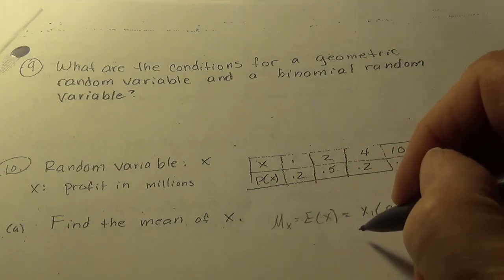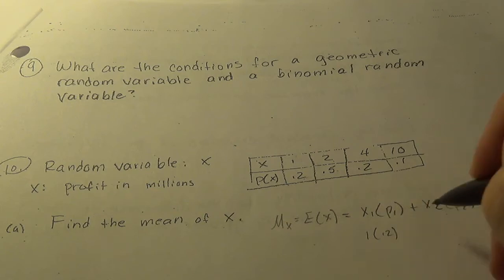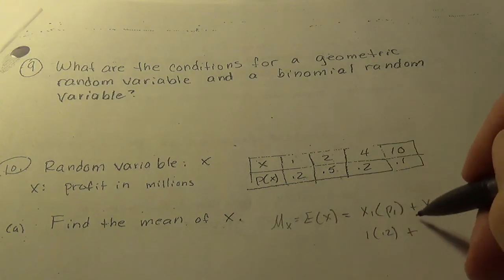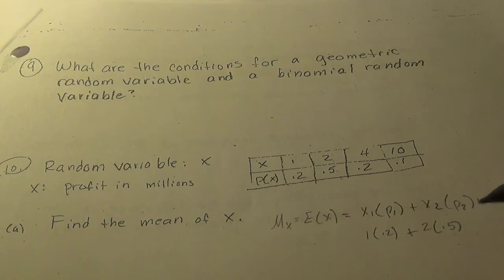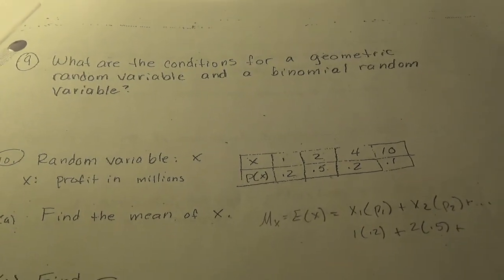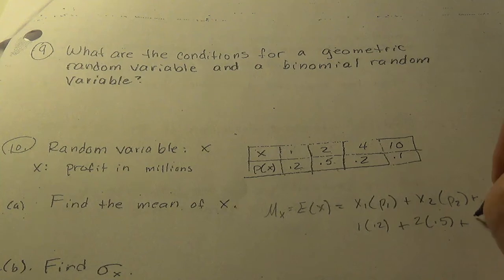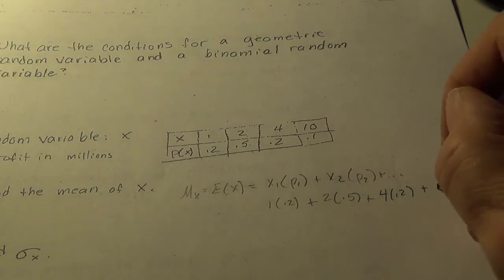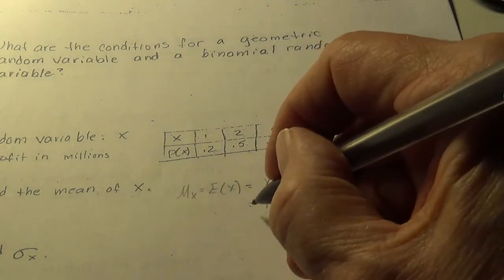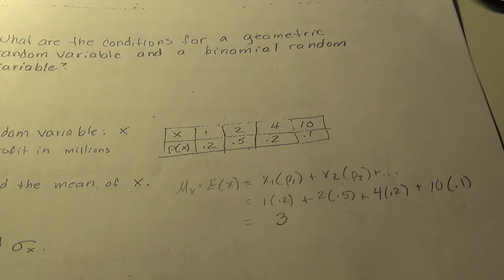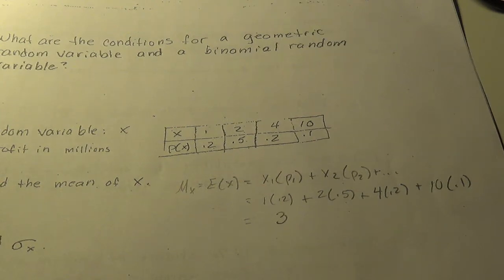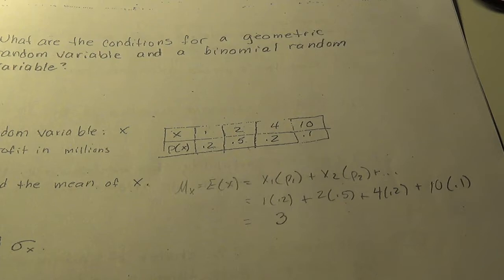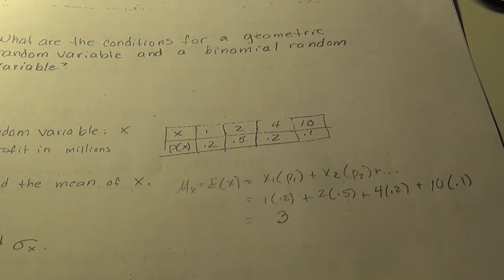So we had one outcome times 0.2 plus the second outcome is 2. It had a 0.5 probability of happening. Then we have 4 times 0.2. And we had 10 times 0.1. And when we added that all up, I believe we got a 3. So I'm going to go with that. So that's the expected value. So over time, the company is expecting to make 3 million. All right, so with that, that's expected value or the mean.